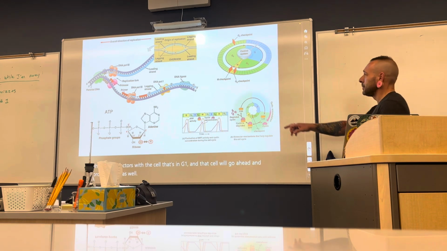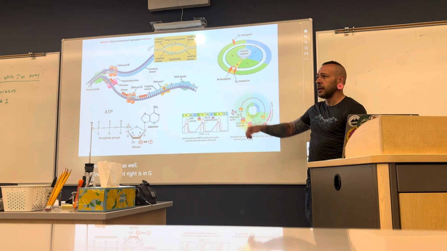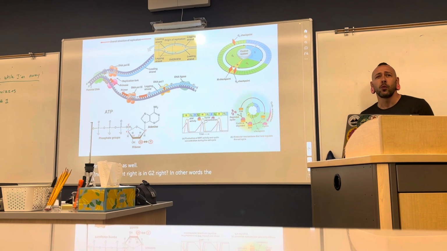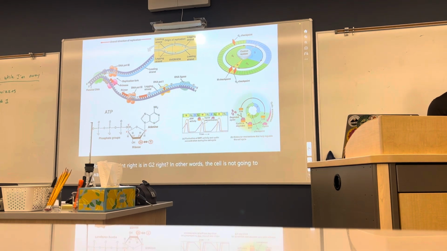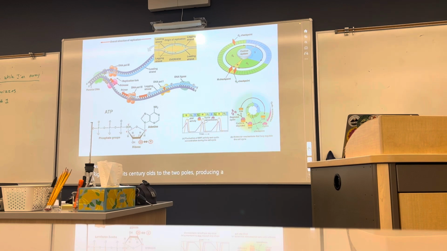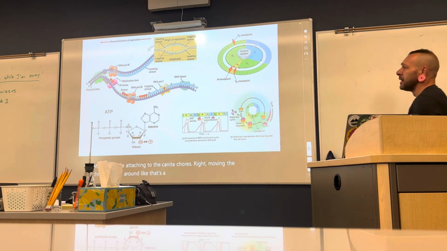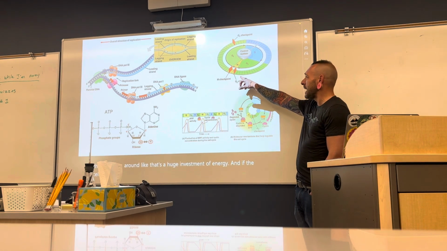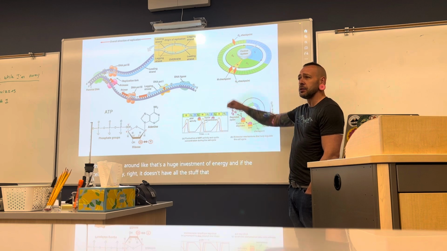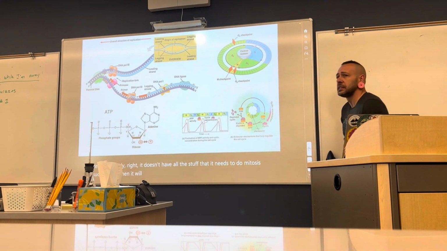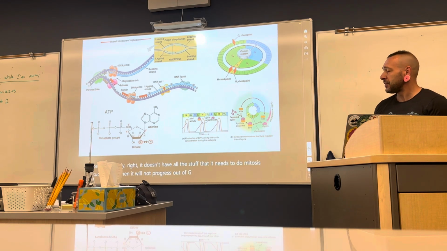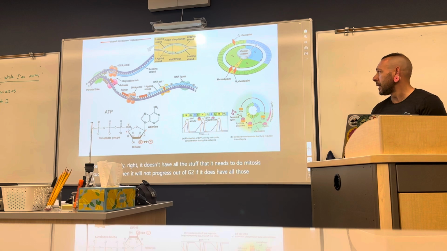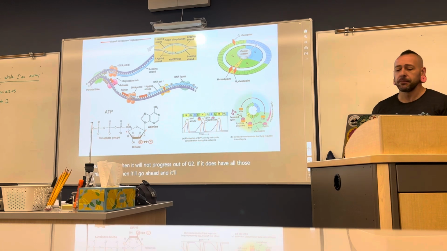The second checkpoint is in G2. In other words, the cell is not going to waste time moving its centrioles to the 2 poles, producing a mitotic spindle, attaching to the kinetochores, and moving the chromosomes around. That's a huge investment of energy. And if the cell's not ready, if it doesn't have all the stuff that it needs to do mitosis successfully, then it will not progress out of G2. If it does have all those things, then it'll go ahead and move into mitosis.